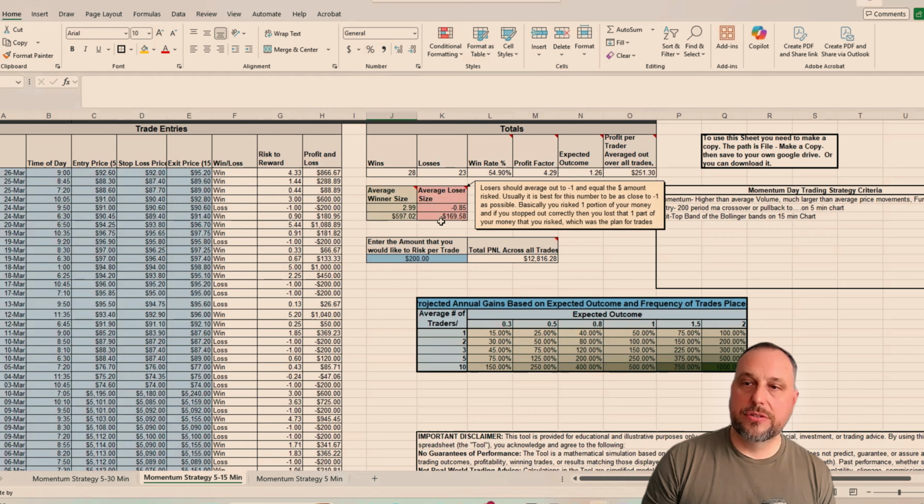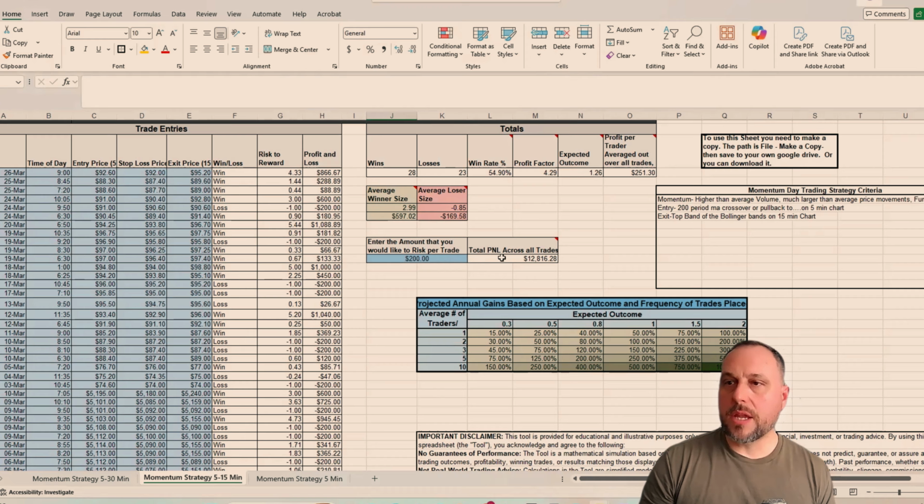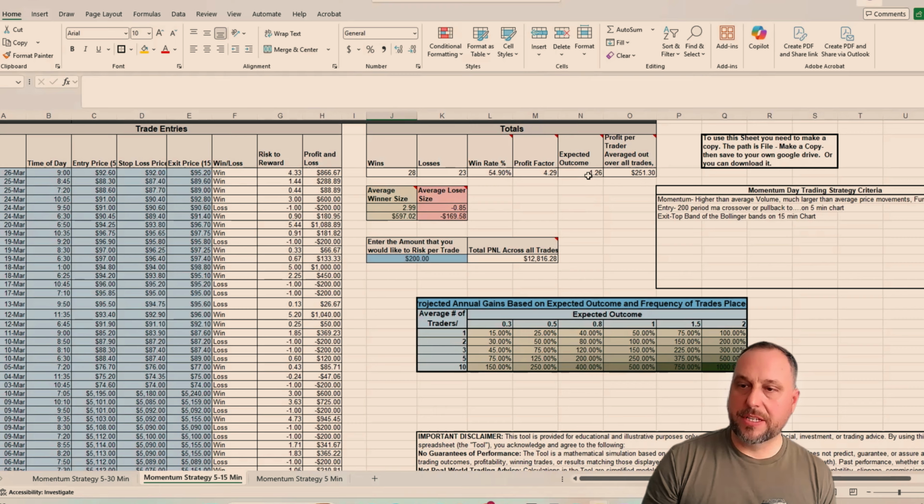This average loser size, in theory, should match the 200, but I started allowing for the fact that you'd move your stop loss up. Once you get significantly into the trade, you'd move your stop loss up. So some of the trades I got stopped out at more or less break even. That's why this number here doesn't match this number. We definitely came up in expected outcome considerably.